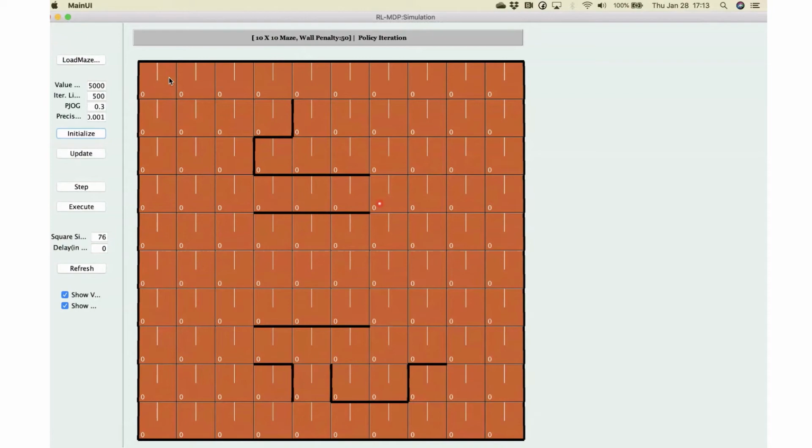And if from this state I keep going up, with very large probability, I will just keep bumping into this wall over and over and over again, and I will just keep getting a penalty of 50, 50, 50, 50 cumulatively. And so my value function in this state will be very, very large. Now, the reason why here you see 5016 is just because things are computed to finite precision.